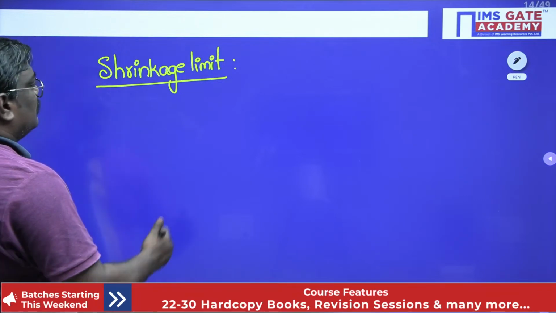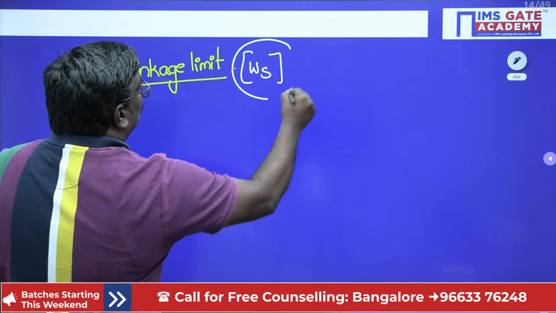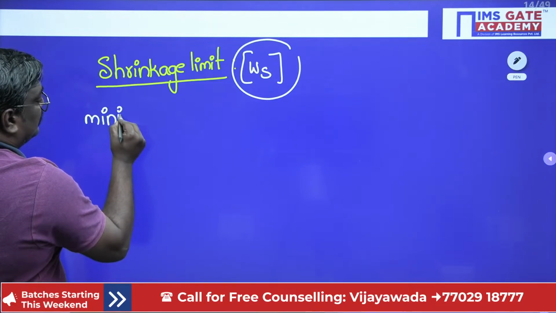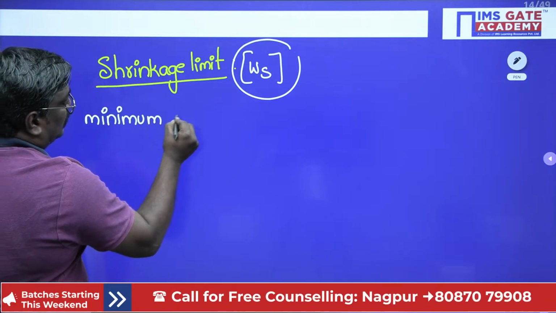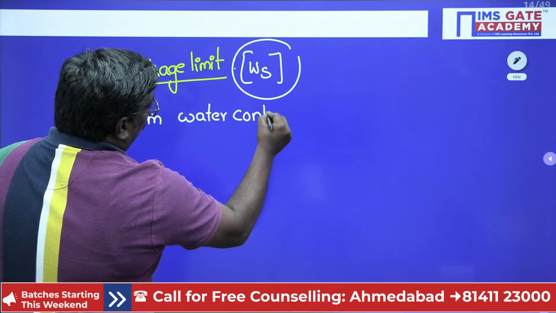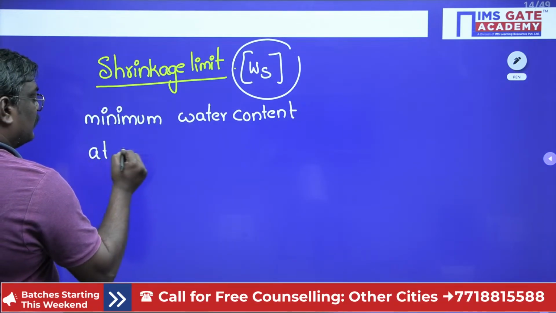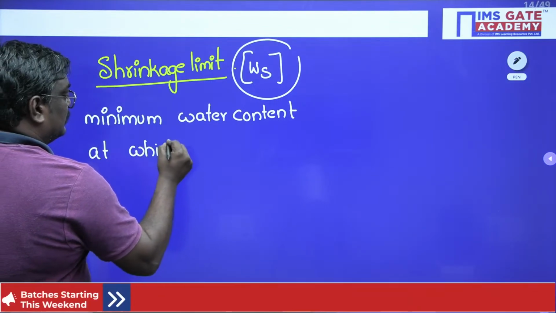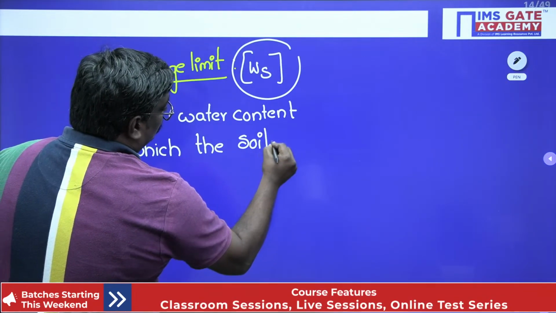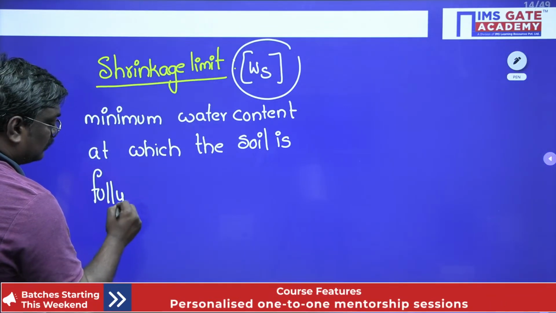So what is shrinkage limit? It is represented by WS. Shrinkage limit is nothing but the minimum water content. It is the minimum water content at which the soil is fully saturated.